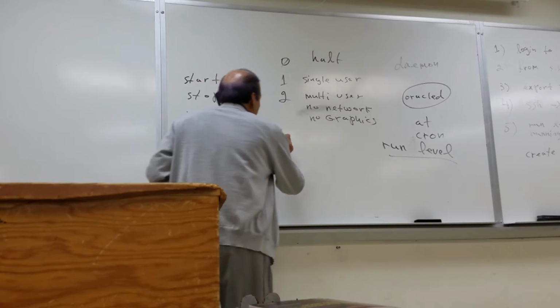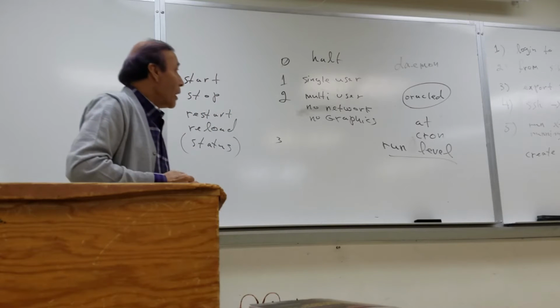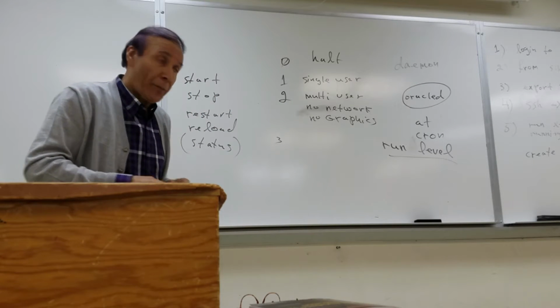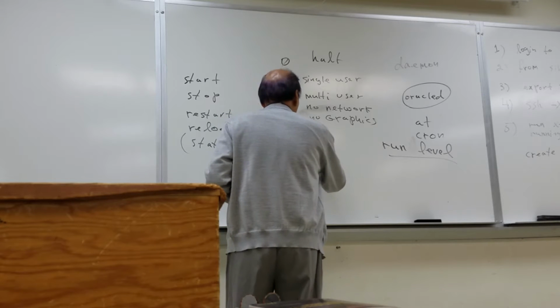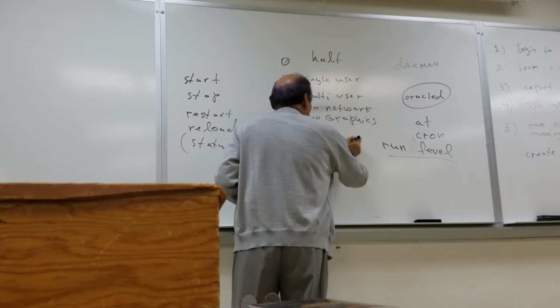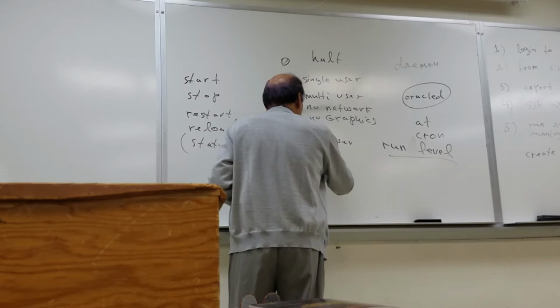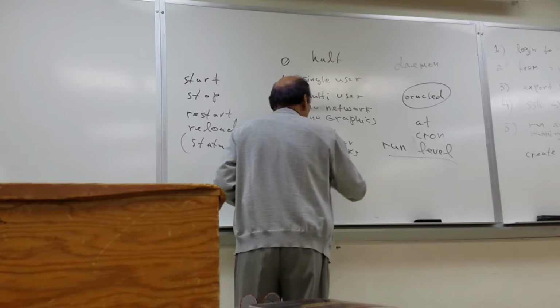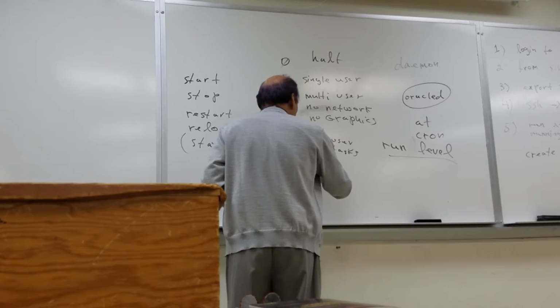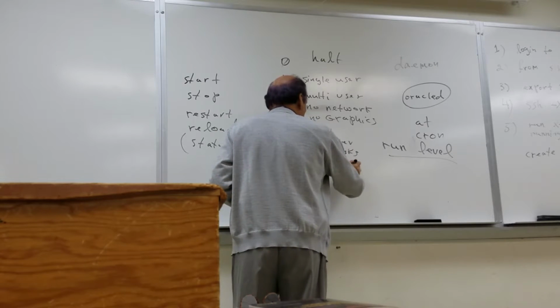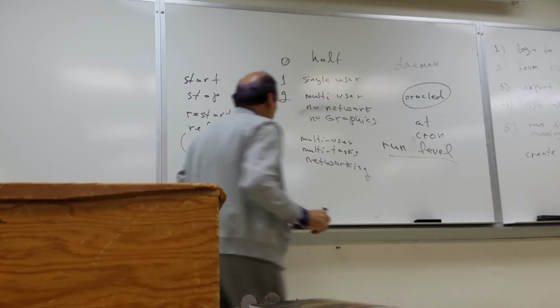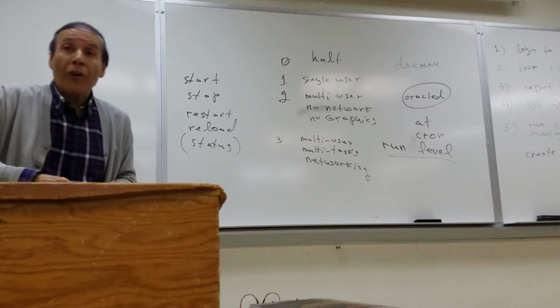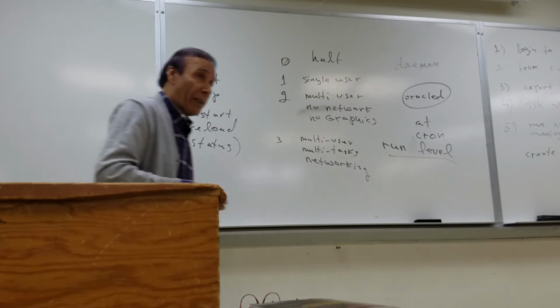So run level 3 is multi-user, multitask, and networking. All are working, okay? But no graphics.